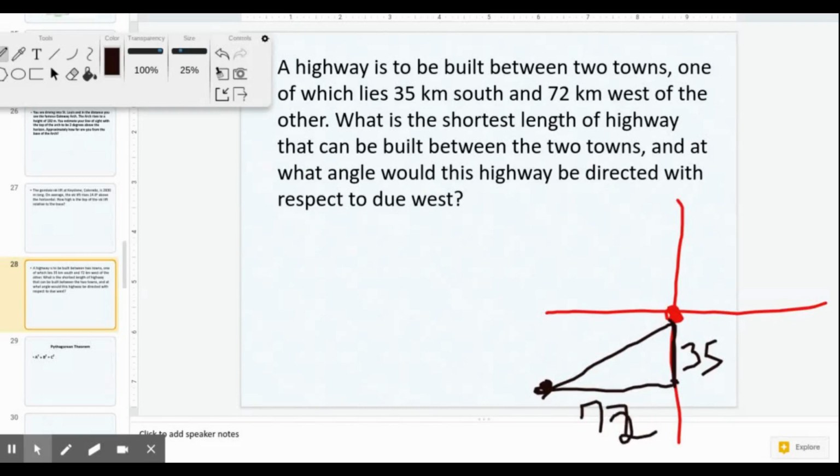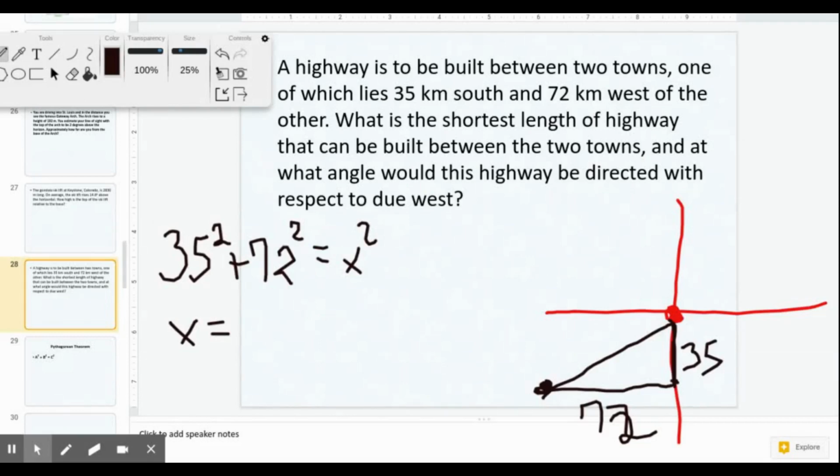So now we can use the Pythagorean theorem to find our hypotenuse. So we'll have 35 squared plus 72 squared equals our hypotenuse squared. So for x, we plug that in, 35 squared plus 72 squared, I get 80.06 kilometers.